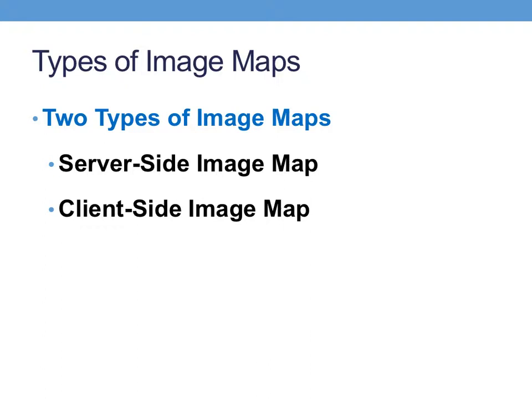So now that we have a good handle on what image maps are, I want to talk about the two different sides of image maps. We have one type of image map that's called server side and one that is called client side. So we'll dissect that vocabulary a little bit so we know when a server-side image map is appropriate and used and when a client-side image map is appropriate and used.